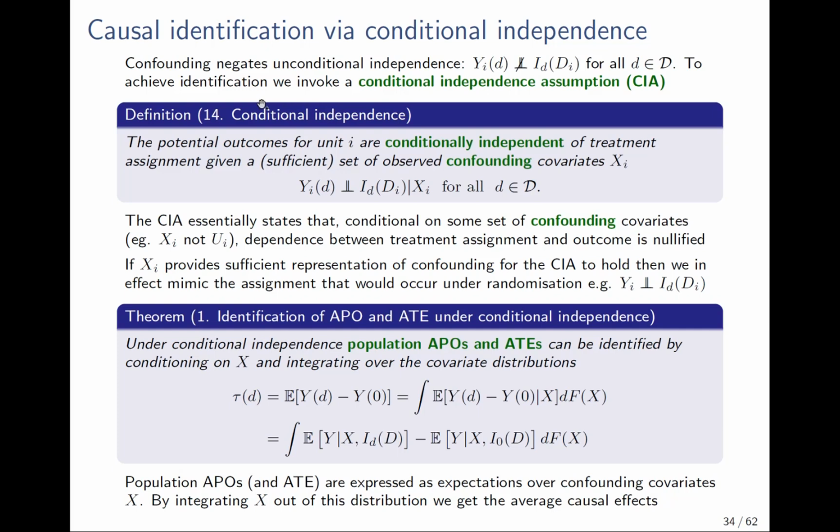So here is the assumption. It's called the conditional independence assumption. And as stated here, it says the potential outcomes for unit i are conditionally independent of treatment assignment given a sufficient set of observed confounding covariates. Notice that this is now a conditional independence. It's conditioned on x. And importantly, we're talking here about conditioning on confounding. We don't care about other covariates that might appear in the model for y or d. We only need to condition on confounders.